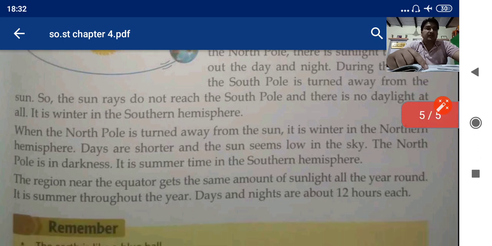The region near the equator gets the same amount of sunlight all the year round. It is summer throughout the year. Days and nights are about 12 hours each. और जो सेंटर वाला पार्ट है हमारा इक्वेटर, इसको इक्वल सनलाइट मिलती रहती है. यहाँ पर यू कैन सी इट इज़ समर थ्रू आउट द ईयर. यहाँ पर कोई सीजन्स का फ़र्क नहीं पड़ता, क्योंकि ये सेंटर में होने की वजह से यहाँ पर सन की रेज कंटिन्यूसली इस पर रहती हैं. इस वजह से डेज आर नाइट एंड आर अबाउट 12 आवर्स ईच. इज़ दैट क्लियर?